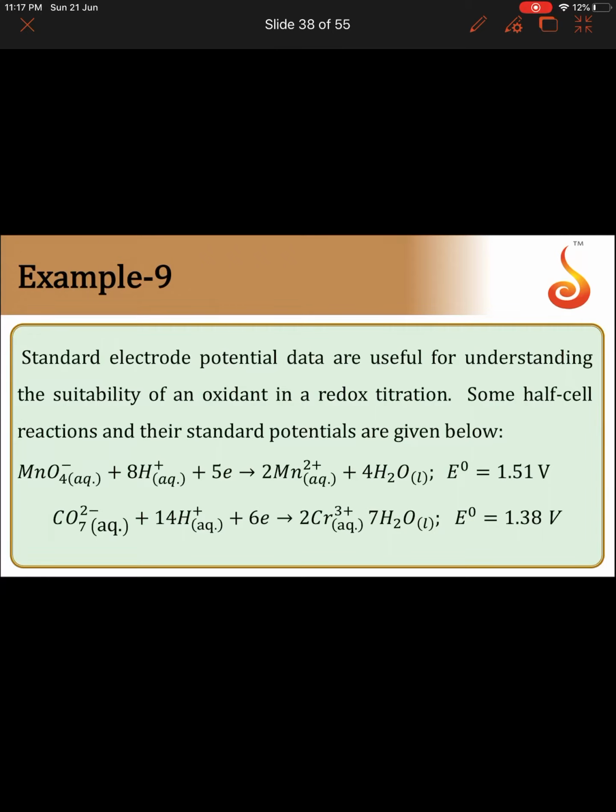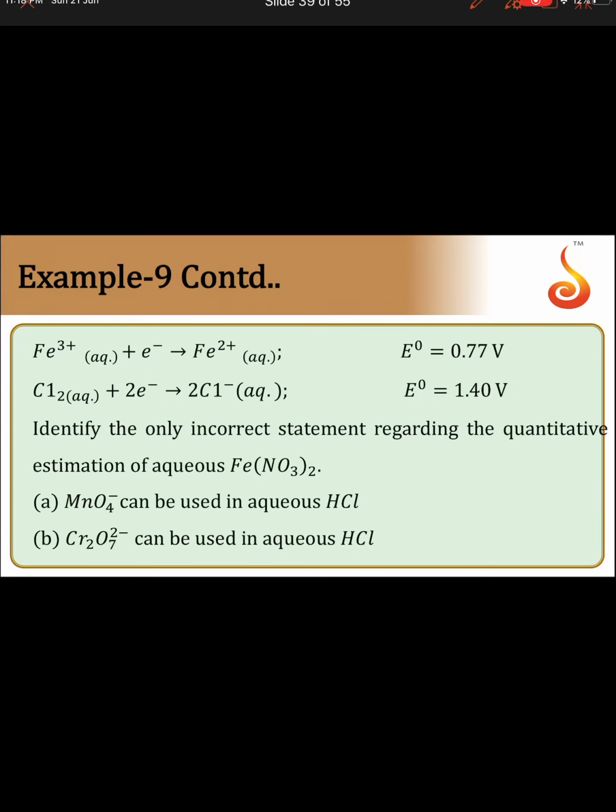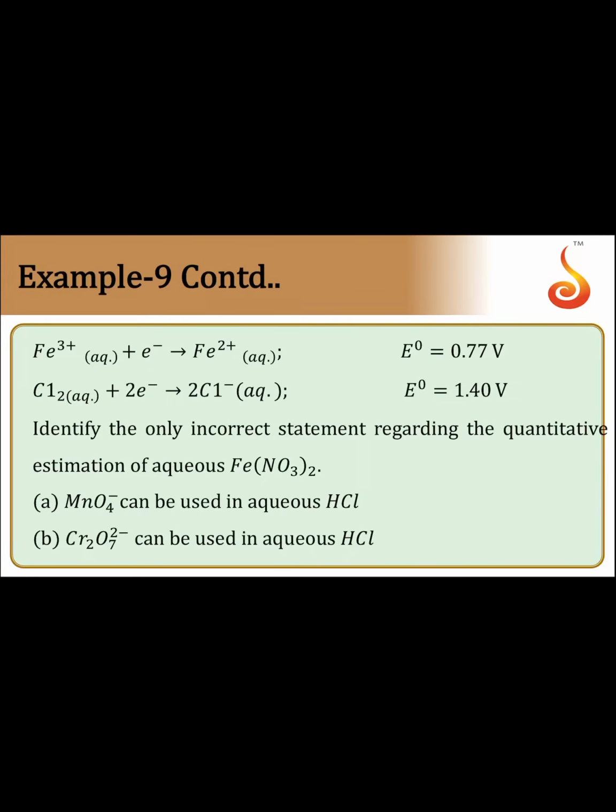Standard electrode potential data are useful for understanding the suitability of an oxidant in a redox titration. Some half cell reactions and their standard reduction potentials are given below. Identify the only incorrect statement regarding the quantitative estimation of aqueous Fe(NO3)2.